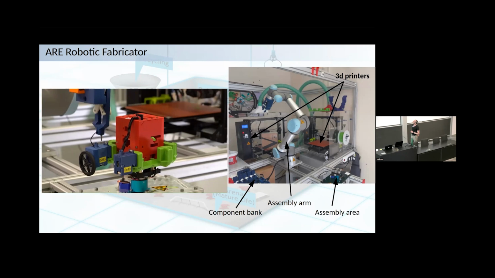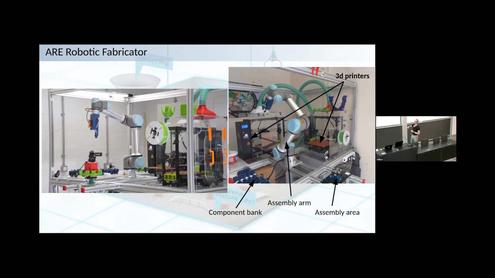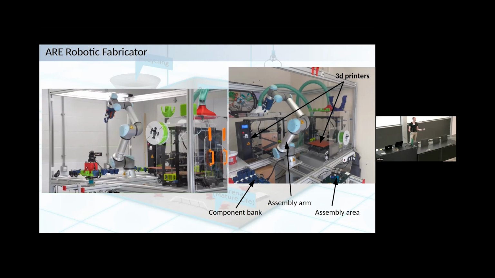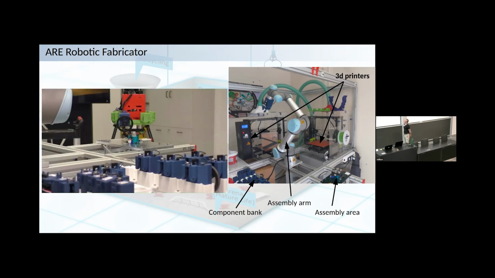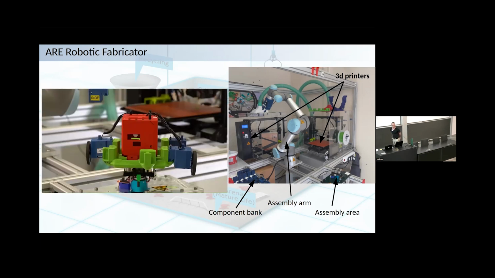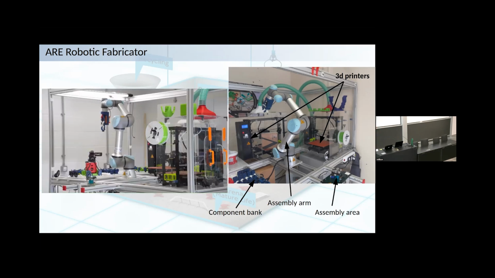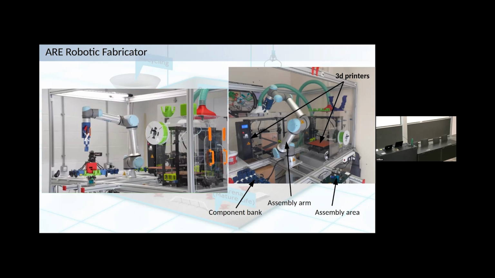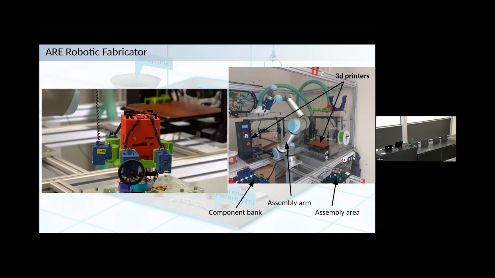It is composed of 2 3D printers to print the skeleton, a robotic arm to assemble the robot, and also a component bank where you have all the components currently available to build your robots. What takes the most time to build the robot is 3D printing, which takes between 4 to 7 hours, depending on the size of the robot. Assembling the robot is actually quite fast. It can take 5-10 minutes.